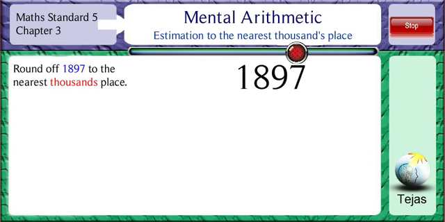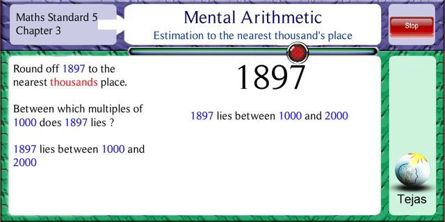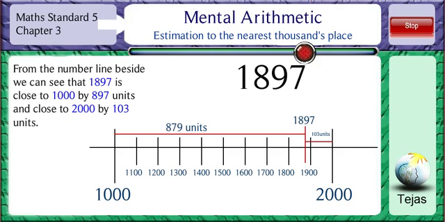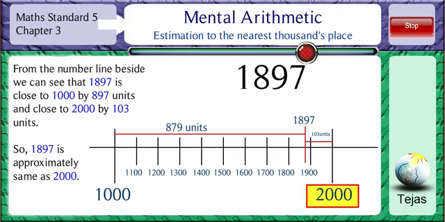Round off 1897 to the nearest thousands place. 1897 lies between 1000 and 2000. From the number line, we can see that 1897 is 897 units from 1000 and 103 units from 2000. So you can see that it is closer to 2000. So 1897 rounded off to the nearest thousands place is 2000.